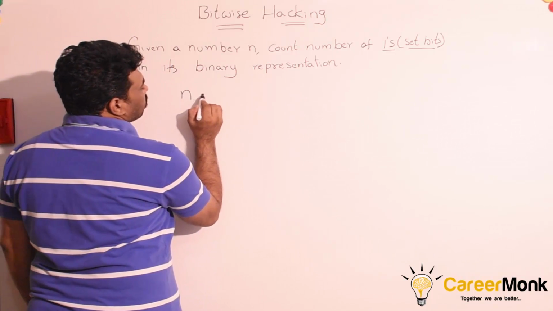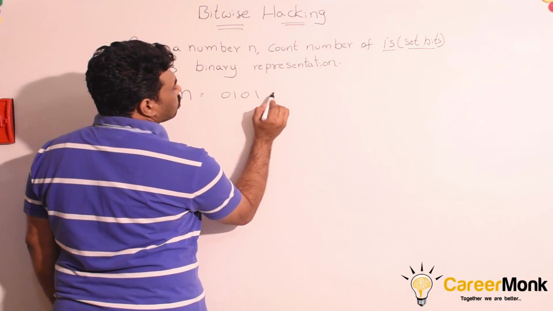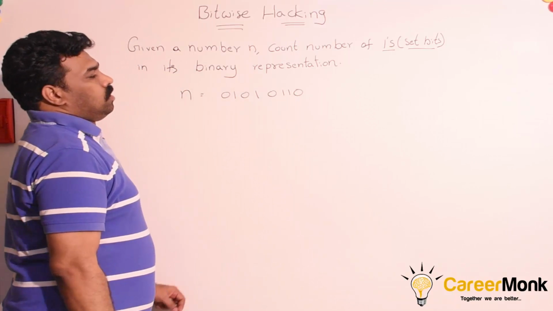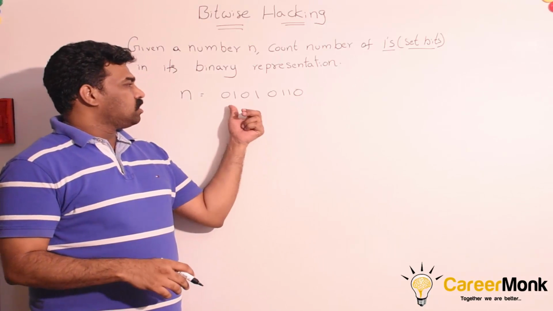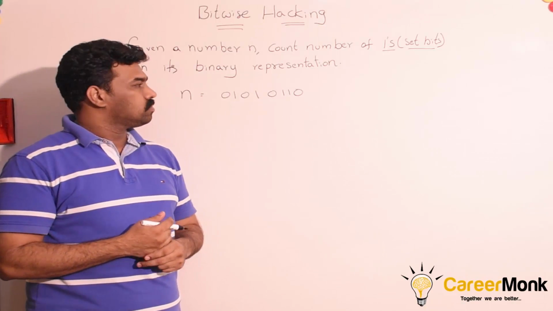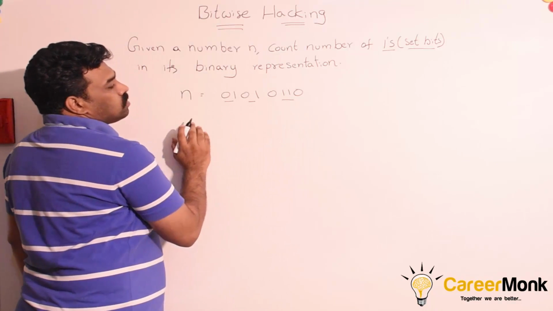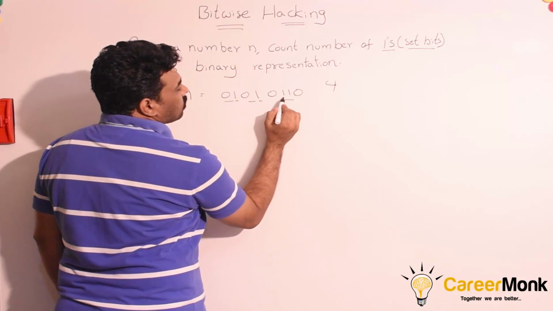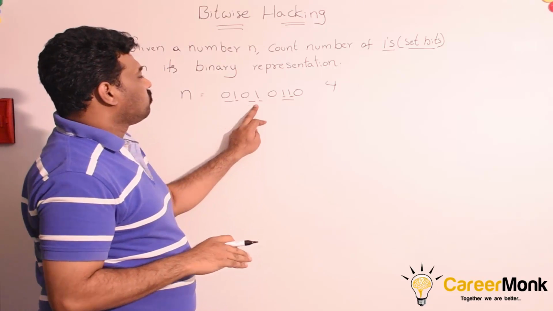For example, given number is n, and in its binary representation, let us say the number of bits depends on the machine configuration. For simplicity, we are taking 8 bits, but the actual number of bits depends on the machine configuration. For this number, the number of set bits is 4: first one, second one, third one, fourth one. So the number of ones in the binary representation for this number is 4.